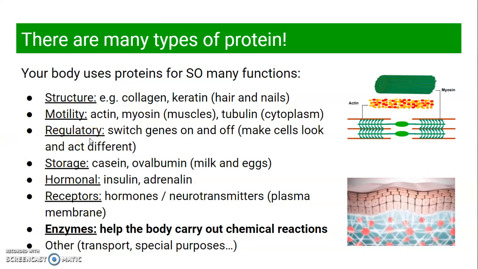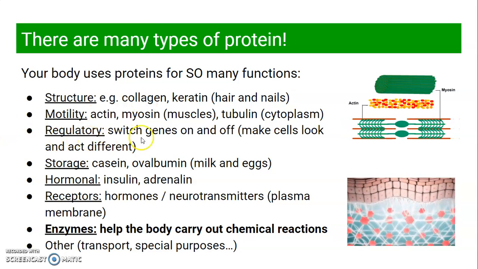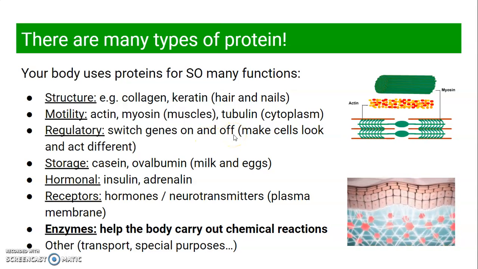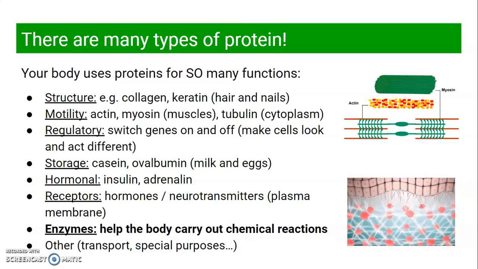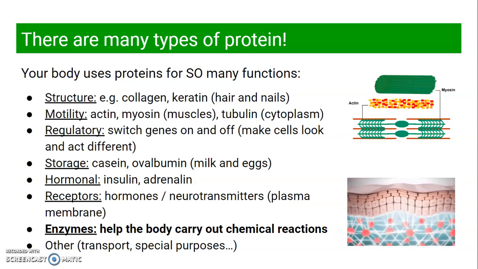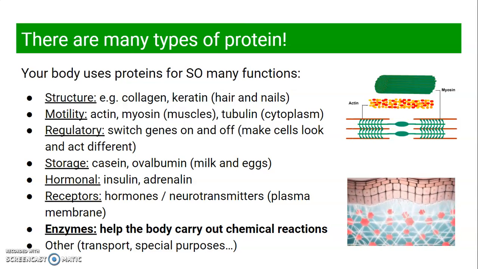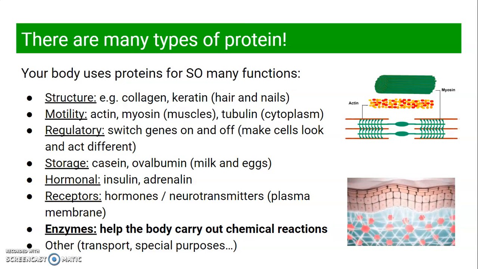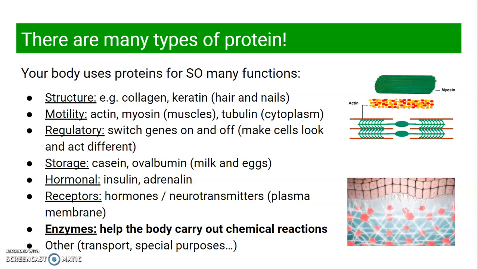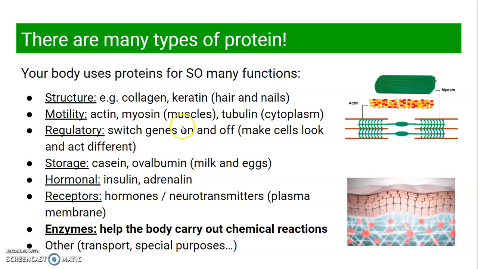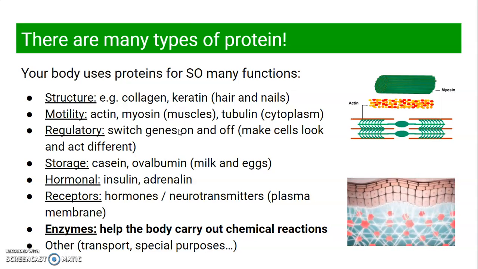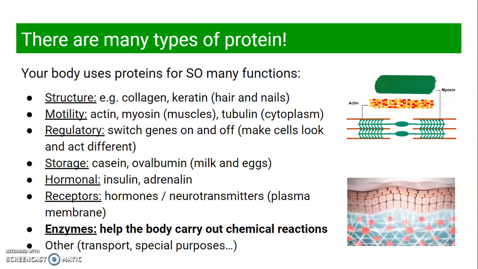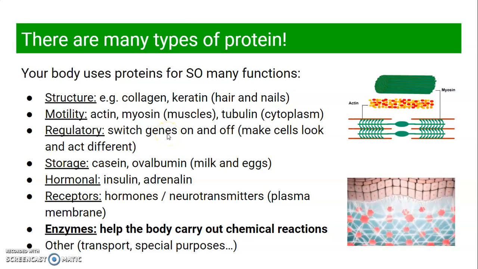You've got regulatory proteins, which switch your genes on and off. So there are certain cells in your body that do jobs that other cells wouldn't do. And so genes are switched on and off in those cells so that they can all do their jobs. For example, one of the jobs of the liver is to remove toxins like alcohol from your blood. And so to do this, liver cells express genes that encode pieces of an enzyme called, I think, alcohol dehydrogenase. So that's the enzyme that breaks down alcohol.